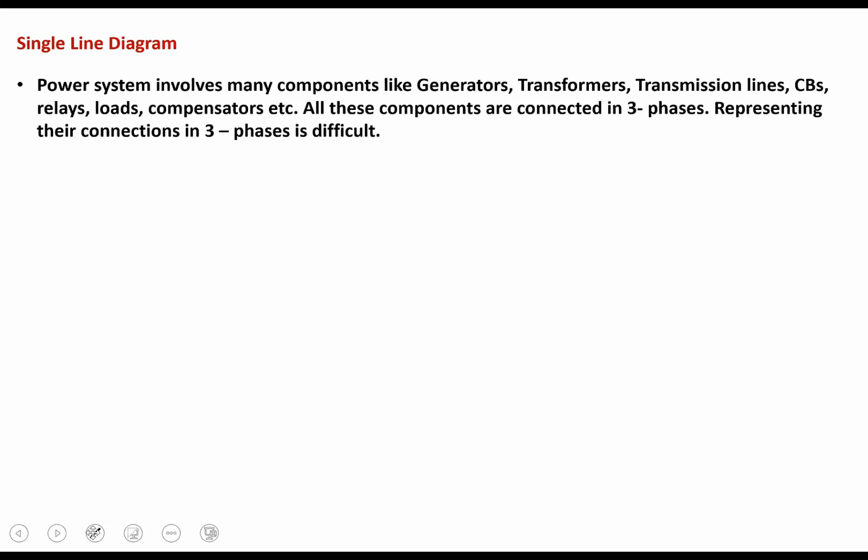A power system involves many components like generators, transformers, transmission lines, circuit breakers, relays, loads, compensators, etc. All these components are connected in three phases. Representing their interconnection in a three-phase diagram is very difficult. So we represent all the interconnections in one reference phase. Such a diagram is called a single line diagram.